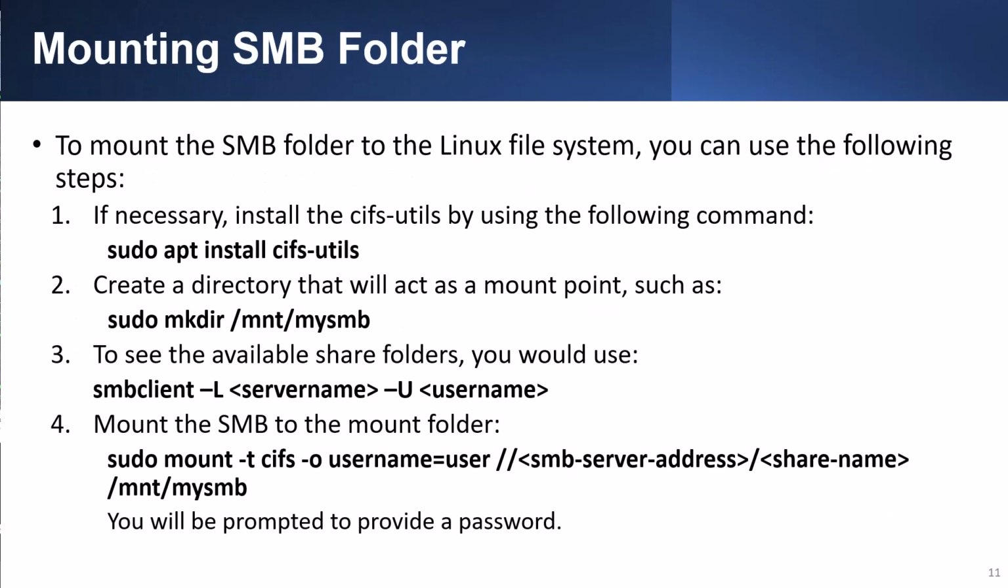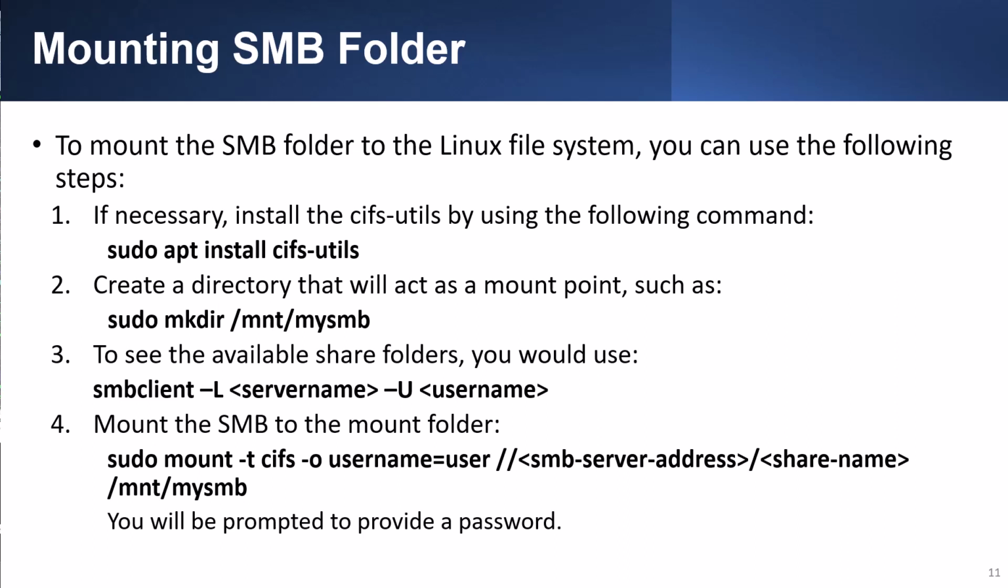To mount the SMB folder to the Linux file system, you can use the following steps. If necessary, install cifs-utils by using the following command: sudo apt install cifs-utils. To create a directory that will act as a mount point, use sudo mkdir /mnt/mysmb. To see the available shared folders, you would use smbclient -L, the server name, -U, username.